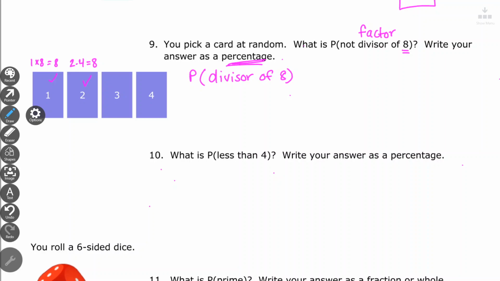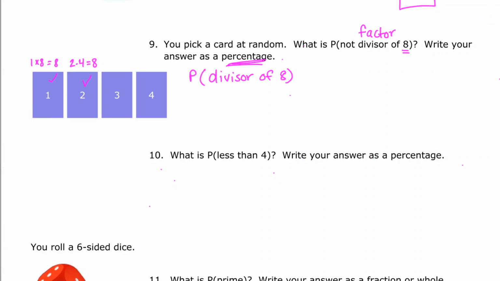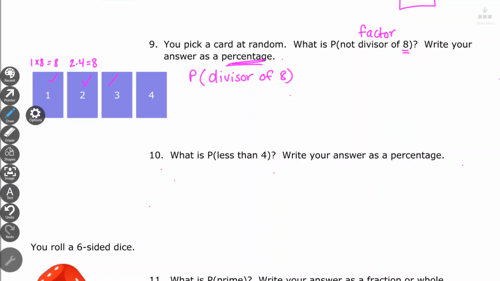All right, 3 times what gives me 8? Well, 3 is not a divisor of 8. You can't multiply any whole number by 3 and get 8. So 3 is not a divisor of 8. All right, and 4. Well, we know that 4 times 2, because we already talked about that back when we were doing the number 2. So 4 is a divisor of 8. So how many cards could you draw that are divisors of 8? There are 3 cards that are divisors of 8. It would be 1, 2, and 4.